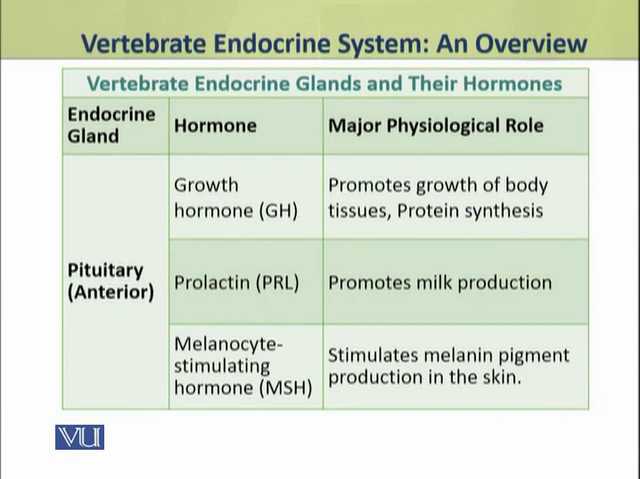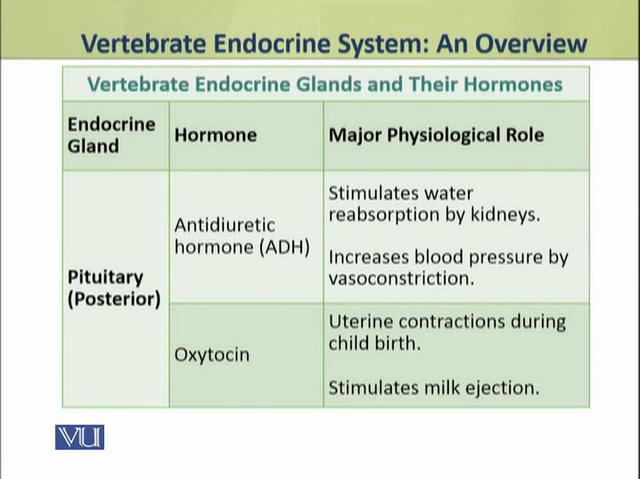The anterior pituitary gland also produces 3 non-tropic hormones. These include the growth hormone, prolactin, and melanocyte stimulating hormone. They promote growth, promote production of milk, and stimulate melanin pigment respectively. Dear students, the posterior lobe of pituitary gland also produces 2 hormones. These hormones are antidiuretic hormone and oxytocin.